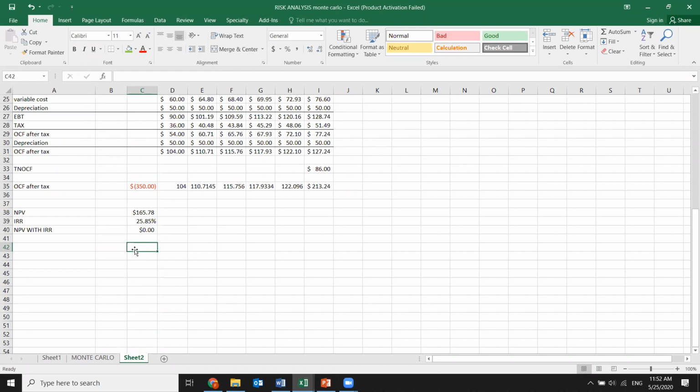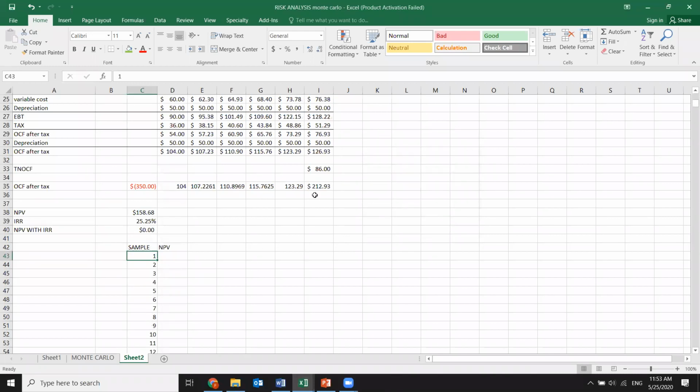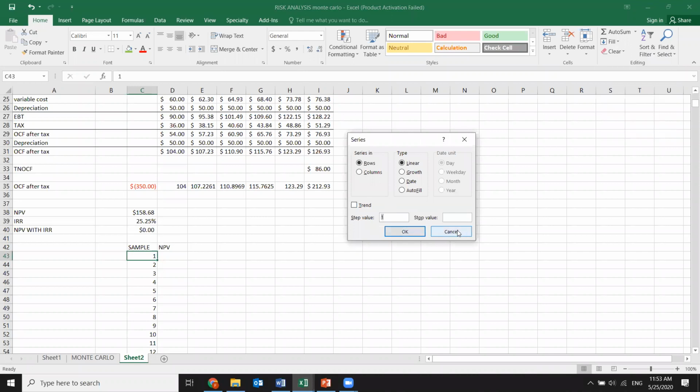But let's start with 1,000. So sample would be from 1 to 1,000. And our NPV here, so we are trying to run 1,000 different NPVs. Okay, let me create 1,000 samples. You can drag until 1,000, or the best way to do it is from 1 to 1,000 columns, and press enter. So it created 1,000 series. So what I do here, I go to fill, series, column from 1 to 1,000, or from 1 to 10,000, from 1 to 1 million.